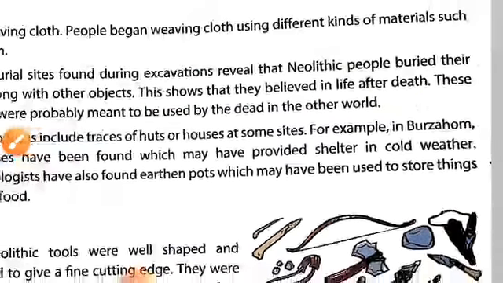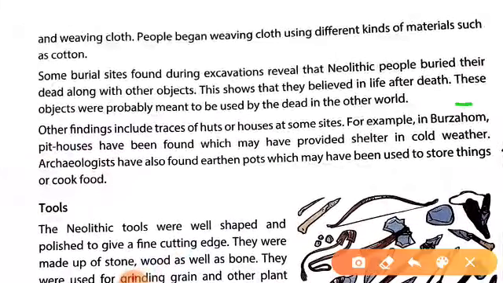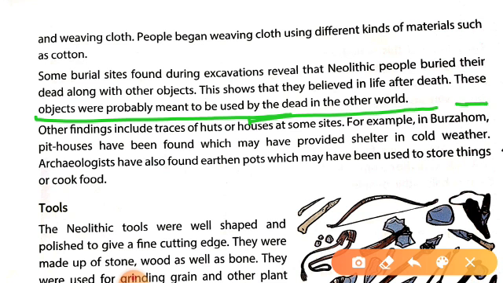Why did they believe in life after death? How do we understand it from the objects? These objects were probably meant to be used by the dead in the other world. Means they believed that whatever objects people were using, they kept at the burial sites, beside the grave or with the dead body, so that they could use these objects after death in their other life.